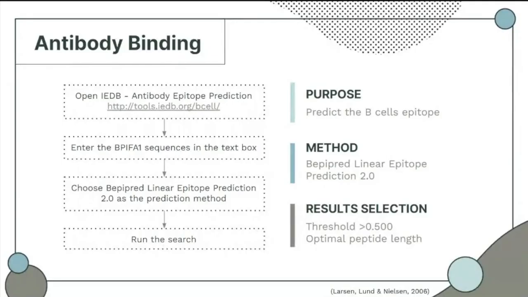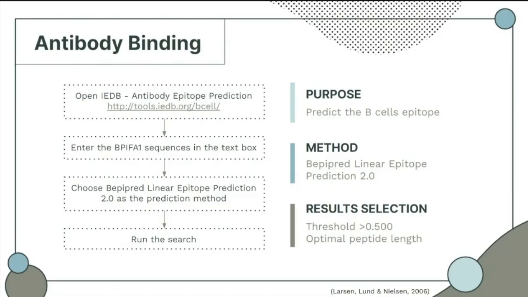Now, I'm going to explain about the rest of the methods. So, aside from the prediction of the epitopes of MHC class 1 and 2, we also conduct the antibody binding prediction, where we predict the B-cell epitopes of the antigen. For this process, we're using the IEDB web server, specifically the antibody epitope prediction. And later, we will enter the antigen sequences, in this case the BPIFA1 sequences, in the text box.